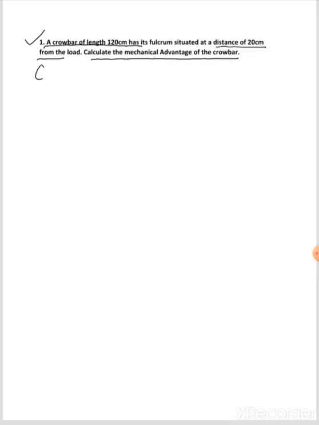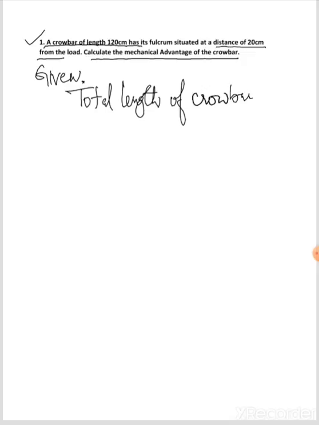First of all, let us jot down the things which are given. You see, the total length of the crowbar is given. Crowbar, like in Nepali we call it grai khode kaati nikalne huncha ni, that is what we call crowbar. So the total length of the crowbar equals 120 centimeter. This is given in the question, isn't it?